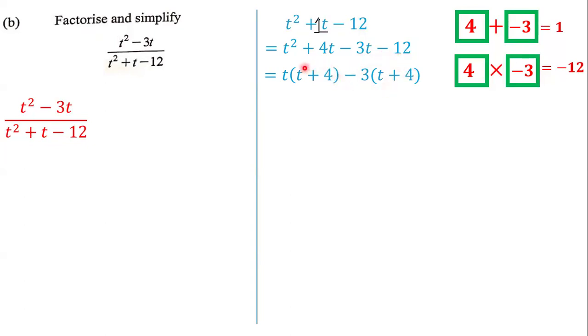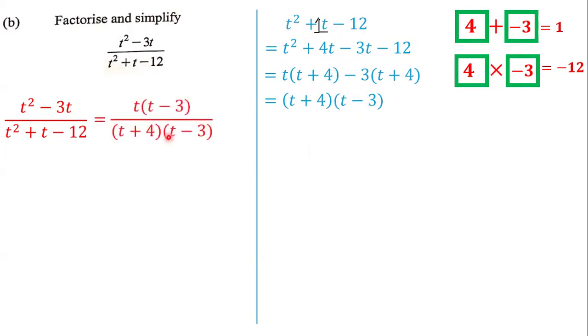And so notice that we have t plus 4 in this term and t plus 4 in this term. That means that t plus 4 is a common factor of these two terms. And so we're going to factor out t plus 4. And when we factor out t plus 4, we are left with t minus 3. And so what we have here is t plus 4 multiplied by t minus 3. And that is the factored form of this particular expression above. And so let us use that. So the denominator in its factored form is going to be t plus 4 multiplied by t minus 3.